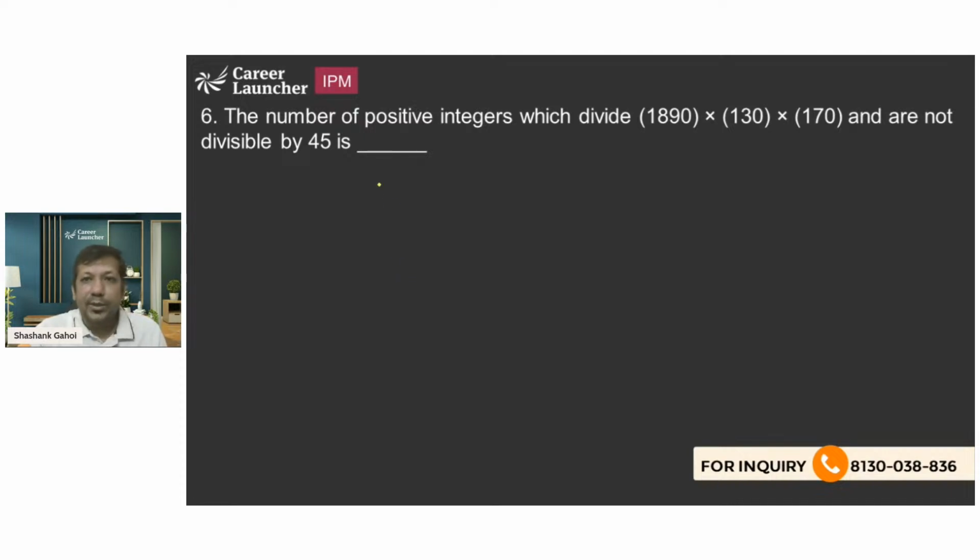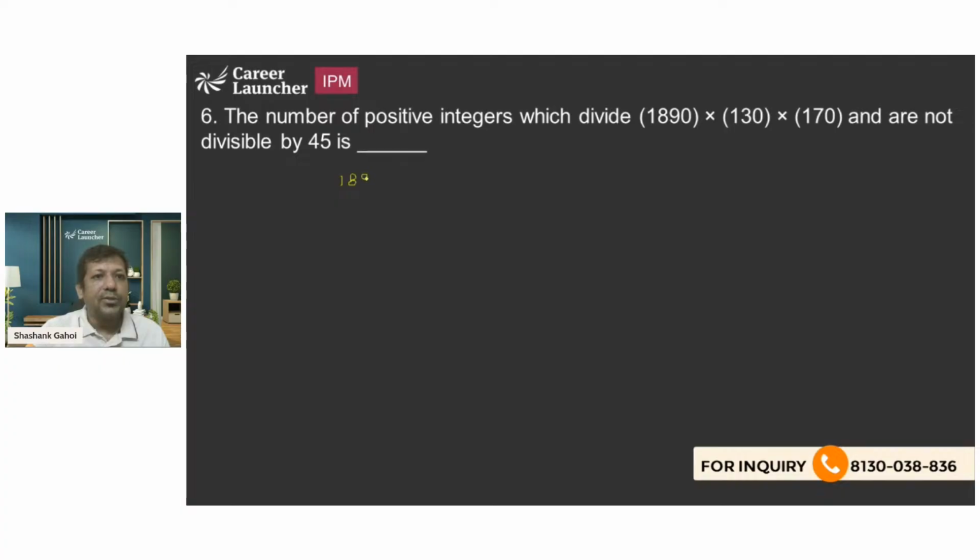So what is the approach? ठीक है, so there can be multiple things that we can do. The easiest approach I can think of is find out the total number of factors as well as find out the number of factors that are multiple of 45. ठीक है, दोनों का डिफरेंस जो होगा वो आंसर आ जाएगा.